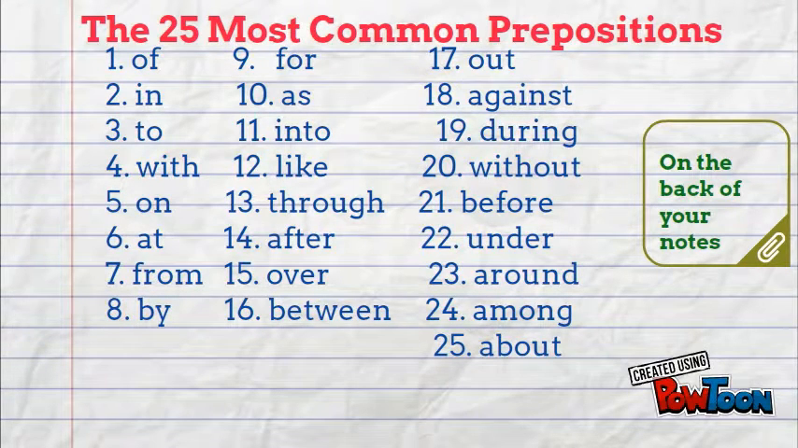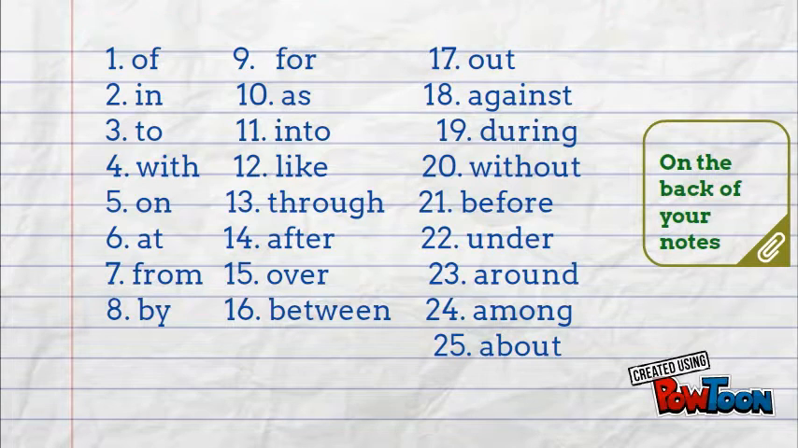Prepositions usually show how two things are related to each other in time or in space. Here is a list of the 25 most common. Don't worry, these are also on the back of your notes.